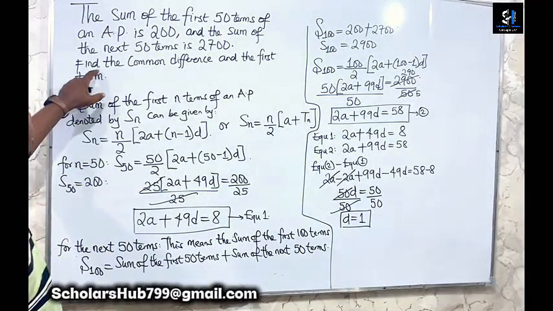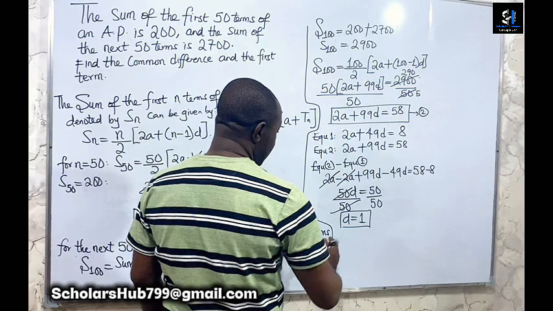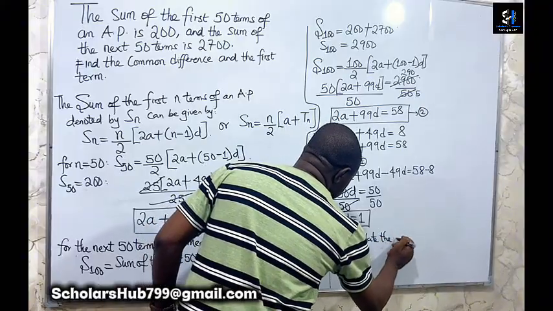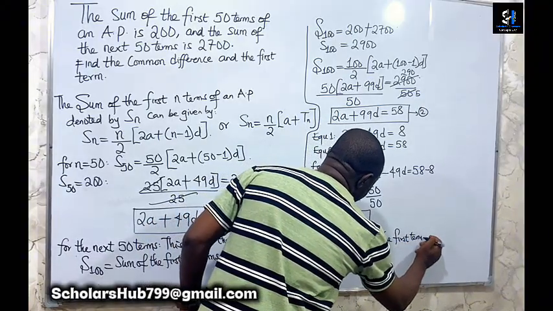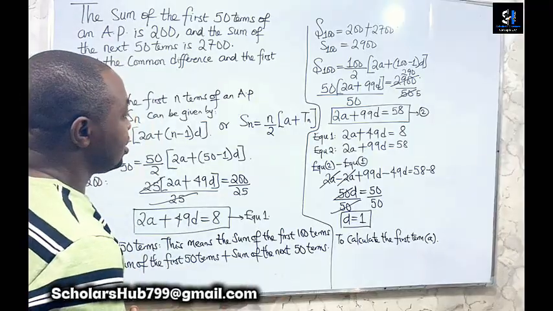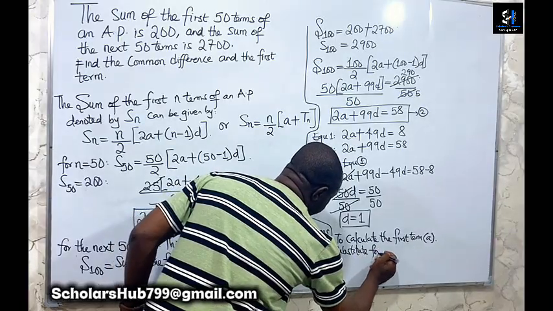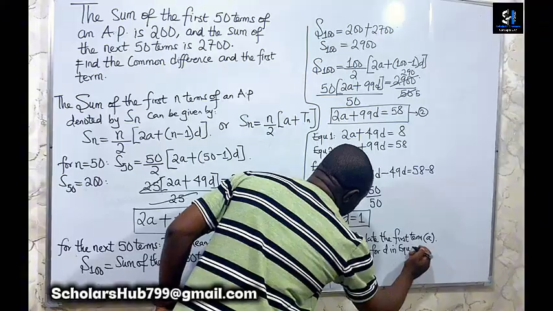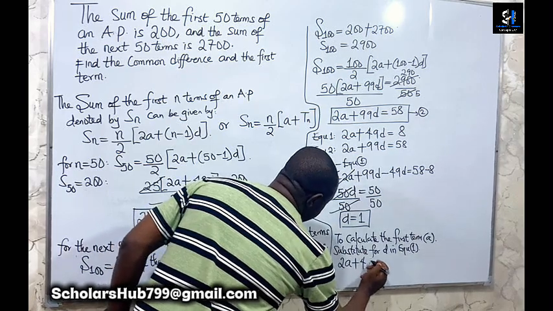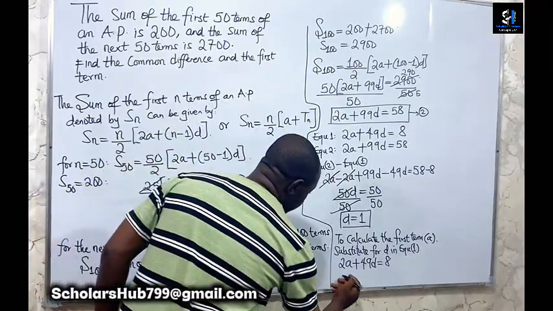And let's not forget that our task is to find the common difference and the first term. So we have our common difference. Now to calculate the first term, the first term is lowercase letter a. I can use any of the equations, so substitute for d in equation 1. We have equation 1 to be 2a plus 49d equals 8. Now the value of d is equal to 1.